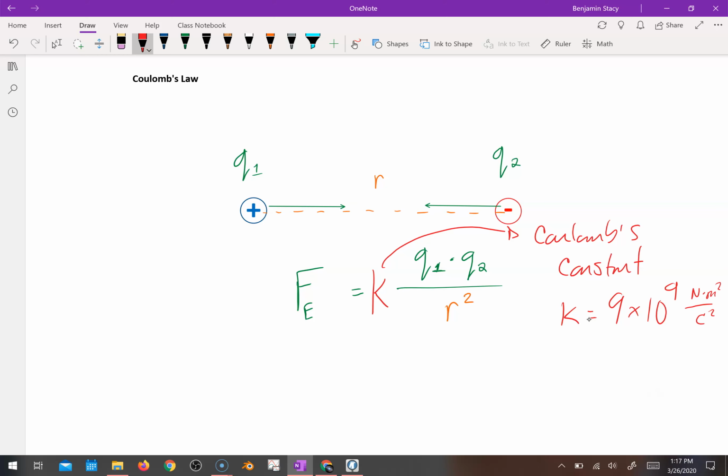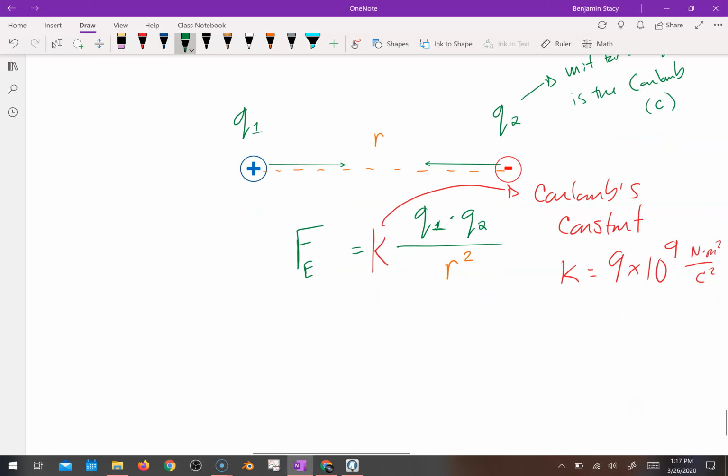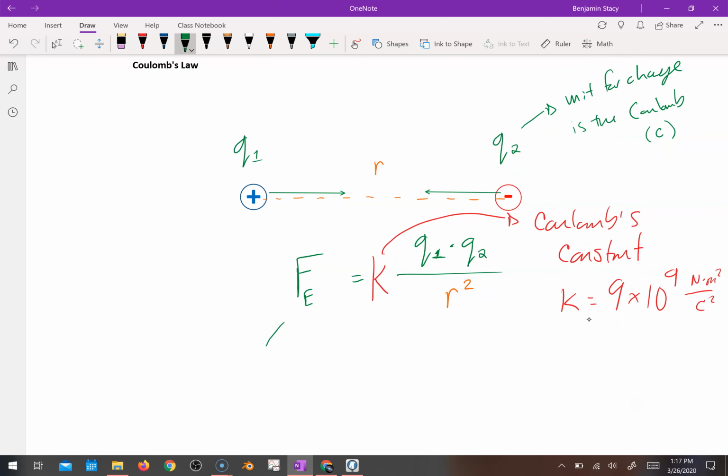Remember, the unit for these charges is the coulomb. My charges are symbolized in green. The unit for charge is the coulomb, and that's symbolized with a capital C. Then my units for force down here are going to be newtons of force. And for distance, we've got our base unit, the distance between the charges in meters.